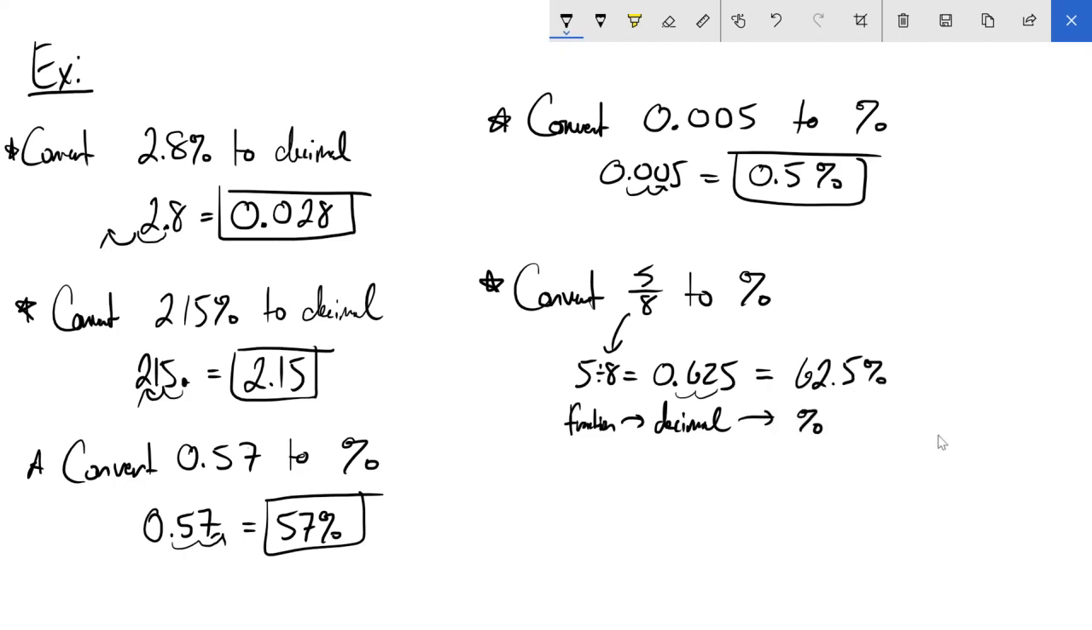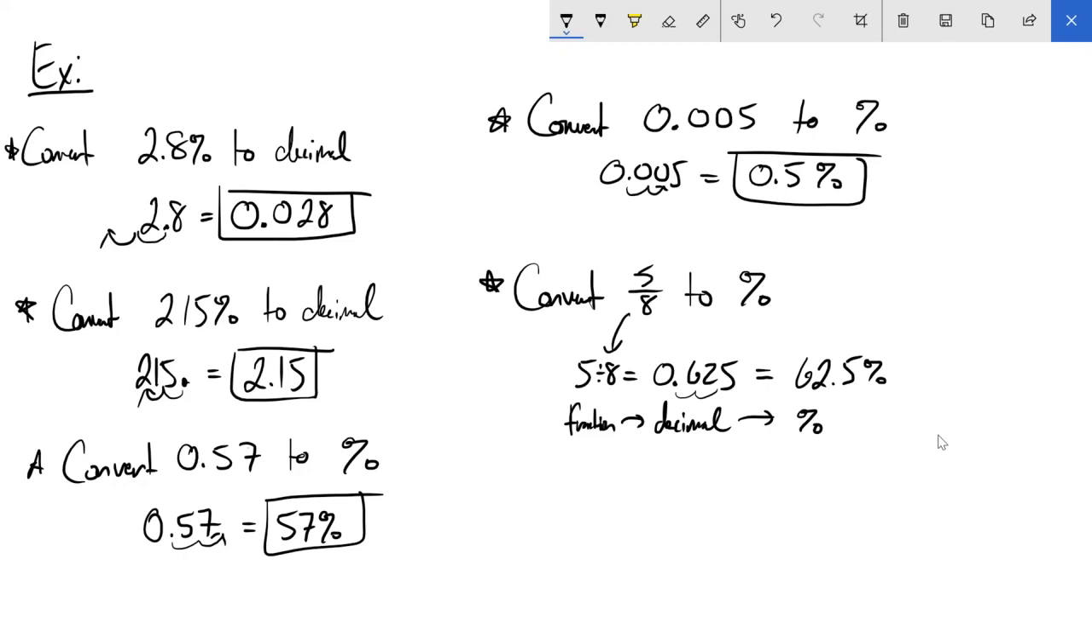So going from fraction to percentage is actually a two-step process, or at least that's the easiest way to do it. You can do it other ways, but you take your fraction and turn it into a decimal, and then recognize that that's decimal form, so then we can put it into percentage form by just moving that decimal two places. Okay? So 5/8 is the same as 62.5%.